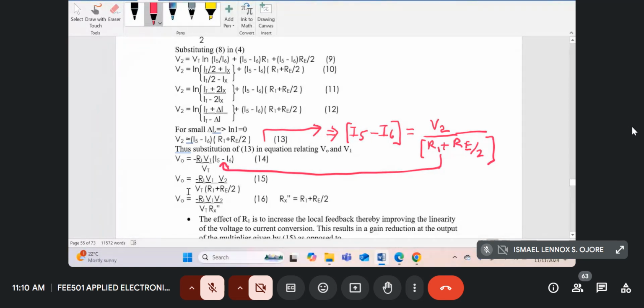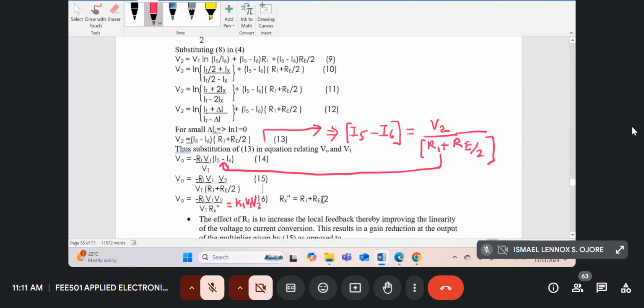So for this new design, V0 is minus RL V1 V2 all divided by VT into R1 plus RE divided by 2. Or we can write it, if I substitute Rx double dash to be equal to R1 plus RE divided by 2, then we can write the equation as V0 is minus RL V1 V2 over VT Rx dash. And you can see that this is still the same as our standard form, which is our K V1 V2, well, the scalar K will just be RL divided by VT into R1 plus RE.